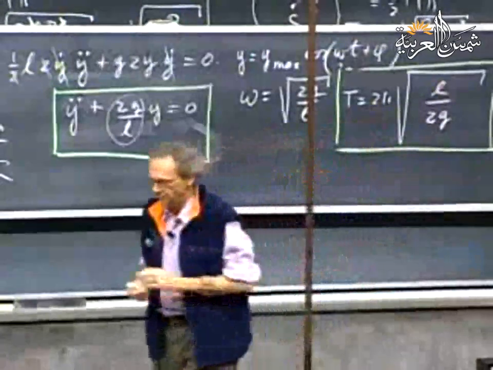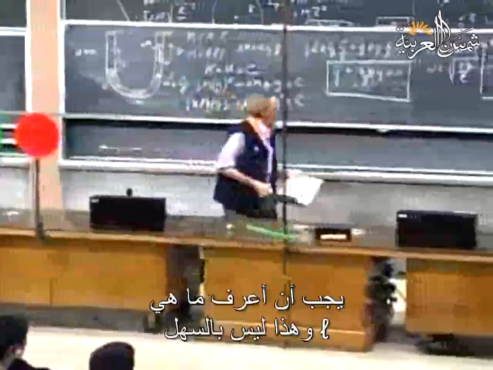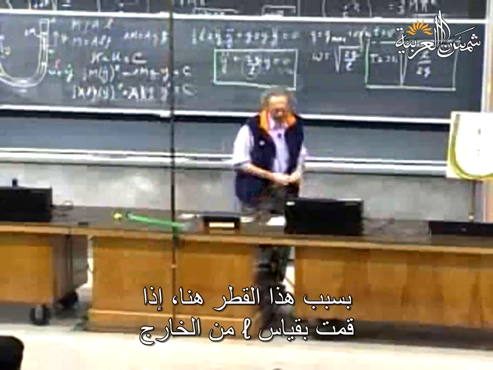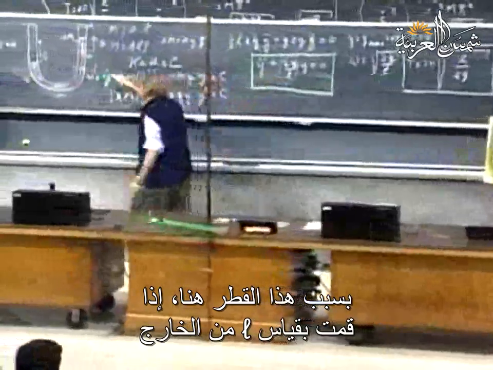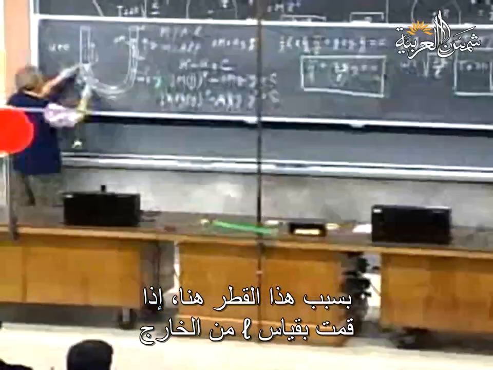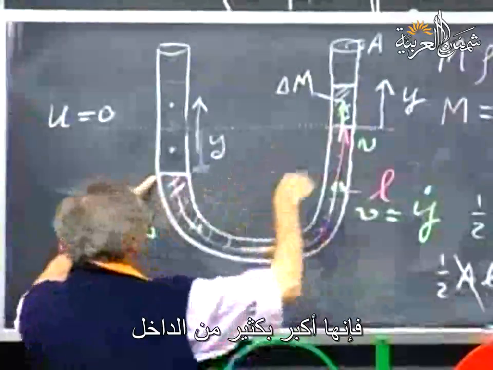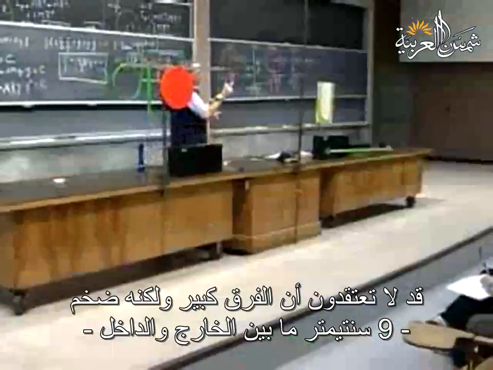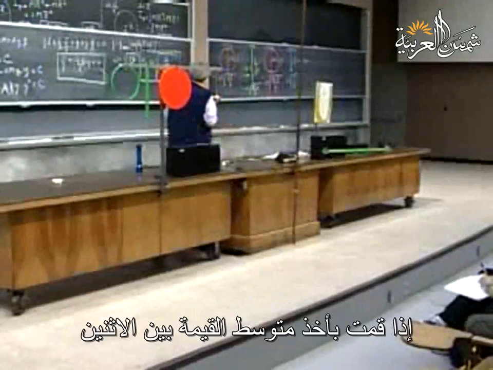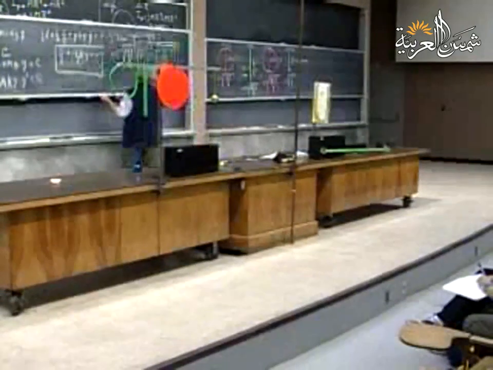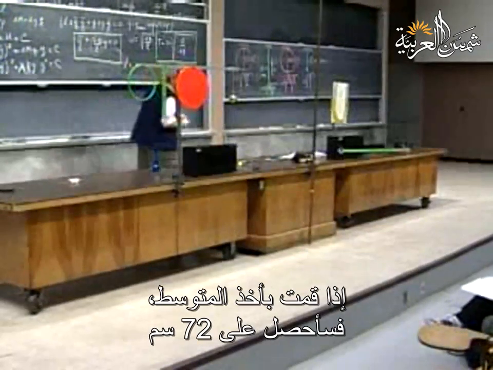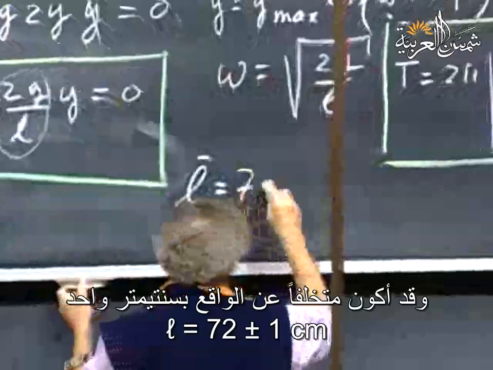Not at all obvious. Not at all intuitive. You see our setup here. I have to know what L is, and that is not so easy. Because of this radius here, if I measure L on the outside, it's substantially larger than on the inside. You may not think it's a big difference, but it's huge. It's a 9-centimeter difference between the outside and the inside. If I take the average value between the two, I find 72 centimeters, and I could be off by 1.